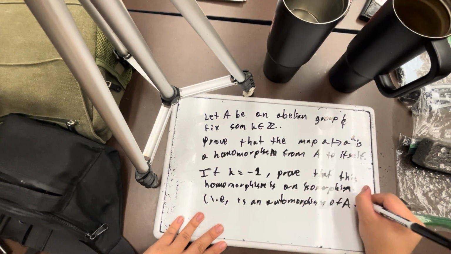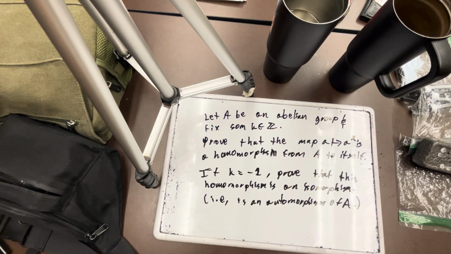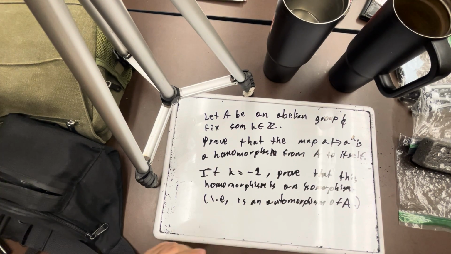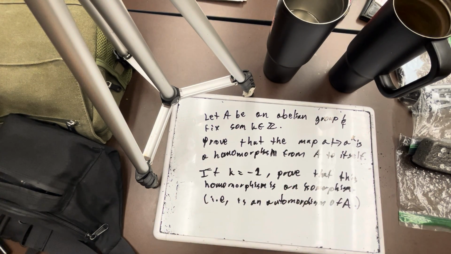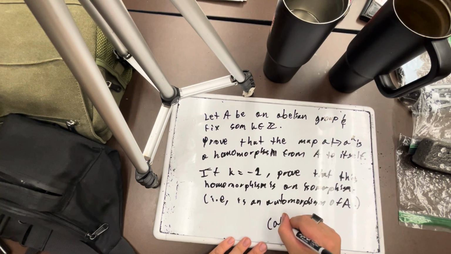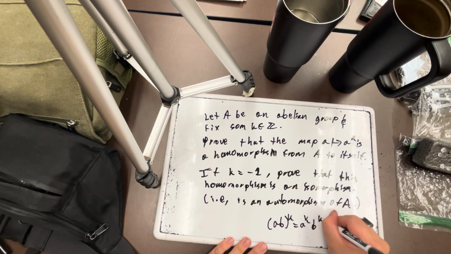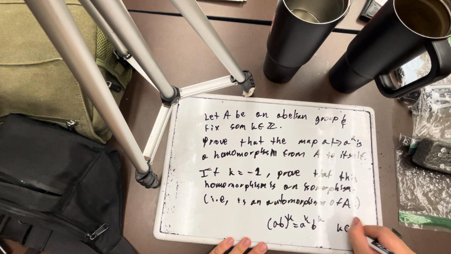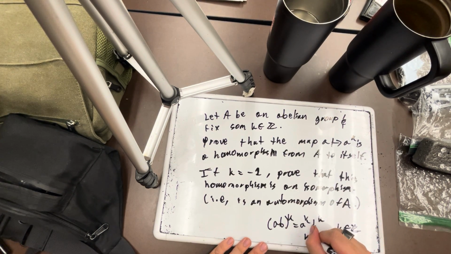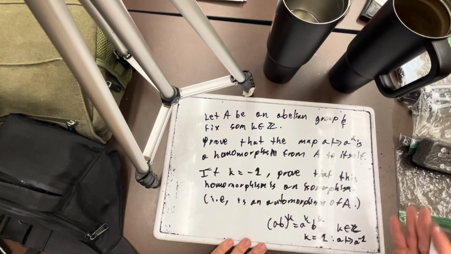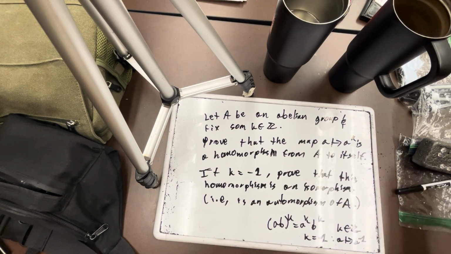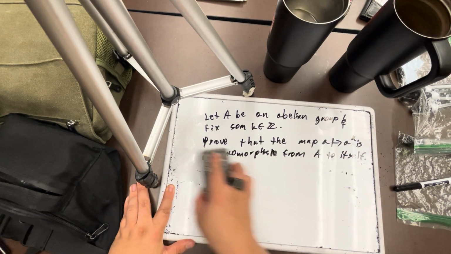Right? So intuitively, in an abelian group, elements commute, so powers distribute over products. So (ab) to the k is equal to a to the k, b to the k for any integer k. So for k equal to -1, this is the inversion map from a to the a to the -1, which is its own inverse and hence a bijective homomorphism. But let's look at this a bit more rigorously.